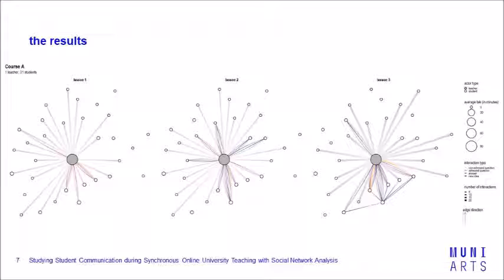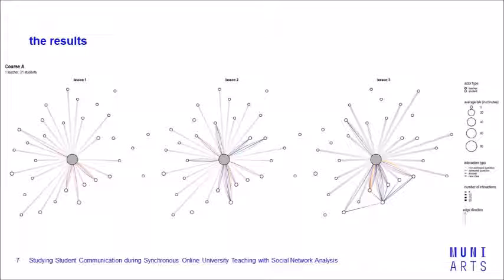So what we're looking at now is 3 consecutive lessons from course A. The color of the actors represents the type of the actor. The gray actor is the teacher in the center, and the other actors are students. The size of the actor represents how much they were talking during the lessons. The color of the interaction represents interaction type. The width of the interaction represents the number of interactions, and the gradient of interaction represents the direction of interaction.